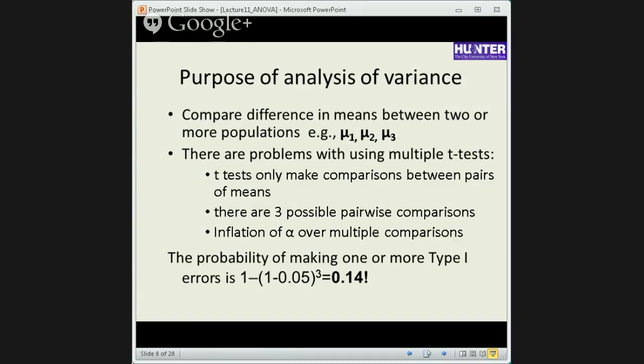And as you do more and more comparisons, this problem gets more and more severe. If we had 6 groups, it would be more than 50% likely of having at least one comparison in there that is significant.